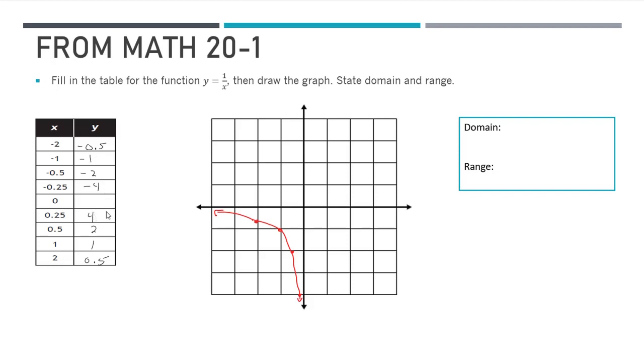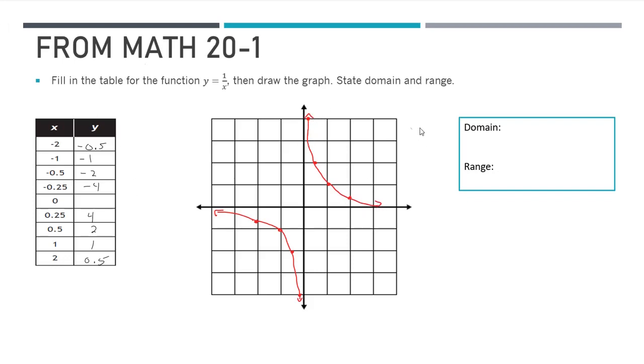In the positive direction then, so at 0.25 we have 4, and at 0.5 we have 2, at 1 we have 1, and then at 2 we have 0.5. It's going to be the same thing here. You have an asymptote at the x and y axis, so these graphs will actually never touch.